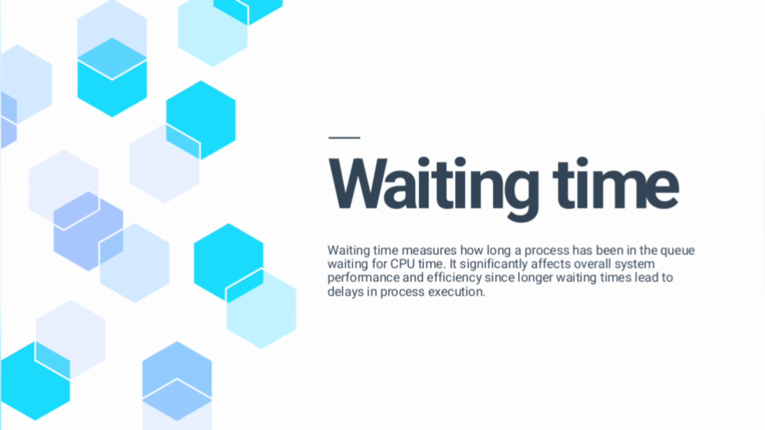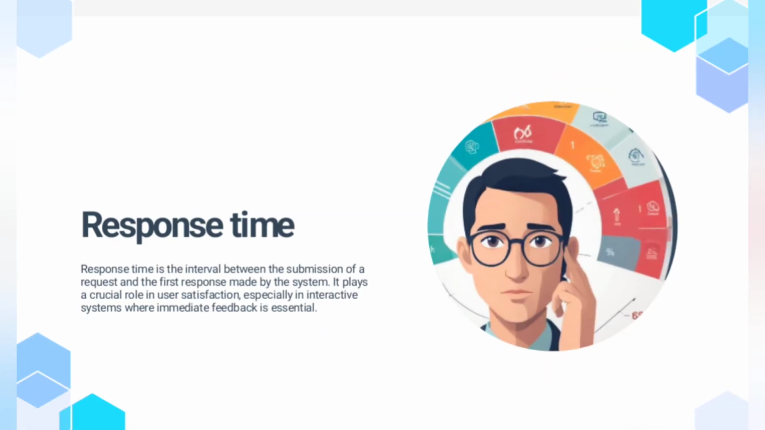Next, algorithm performance. Turnaround time. Turnaround time is the total time taken from the submission of a process to its completion, serving as a key performance metric in process scheduling. It encompasses waiting time, execution time, and any other delays experienced during the process life cycle, such as input and output operations or context switches.